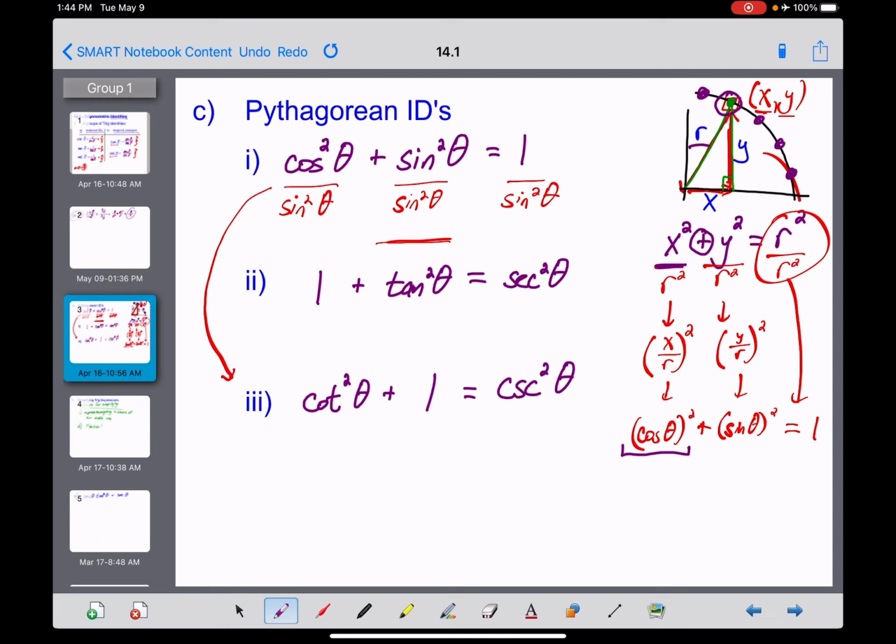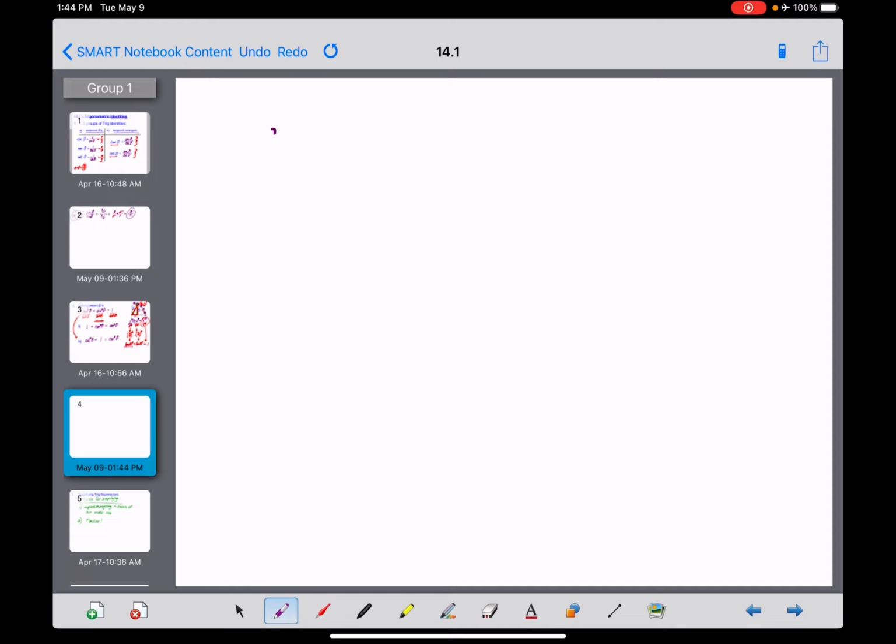Now I do have to warn you guys, there's 3 that you see written right here. Each one of them actually has 3 different variations. So in a way of speaking, it actually could seem like there's 9. Let me show you what I mean. The first one we wrote down, the most common, was this. Cosine squared of theta plus sine squared of theta is equal to 1.